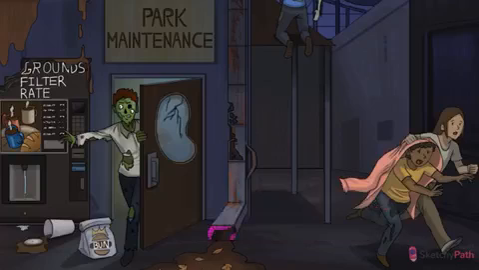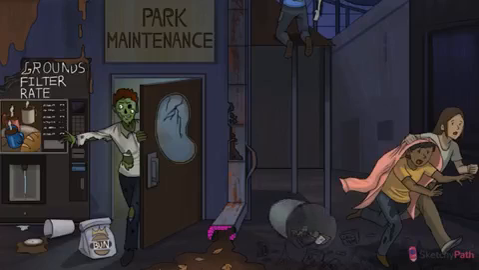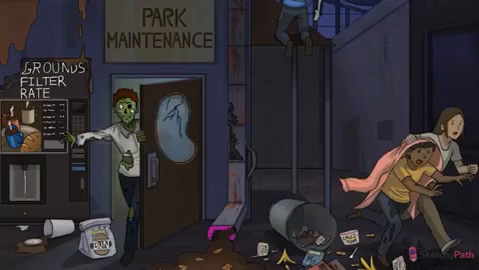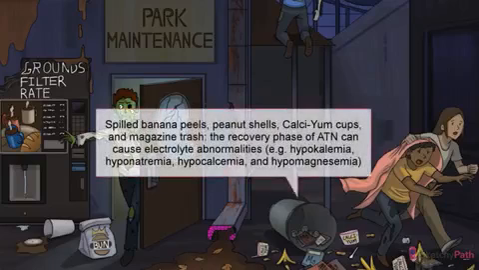In the recovery phase of ATN, urine output may even reach levels of 3 to 5 liters per day. The production of such massive amounts of dilute, hypoconcentrated urine can lead to further electrolyte abnormalities. Most importantly, hypokalemia, hyponatremia, hypocalcemia, and hypomagnesemia. It's all shown here, falling out of that overturned trash can. Potassium banana peels, salty sodium peanuts, calcium ice cream cups, and magnesium magazines, diluted and excreted.